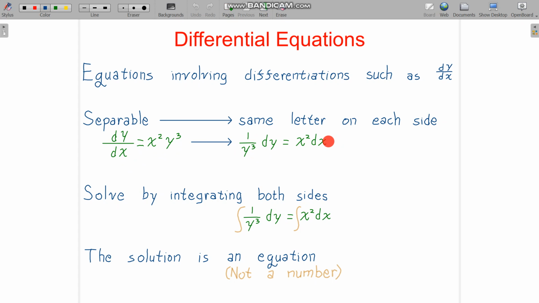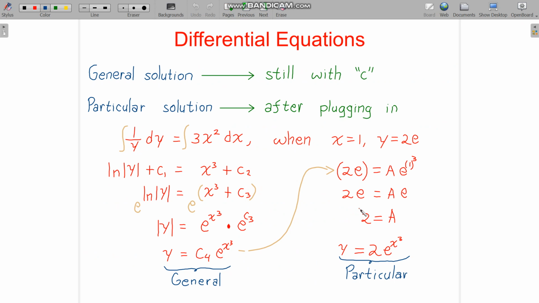We get this equation. We can solve it by integrating both sides, and the solution is an equation. So the solution to this equation is an equation. There are two types of solutions, general or particular. General means still with the constant of integration. Particular means after we find the value of that constant by plugging in some values.